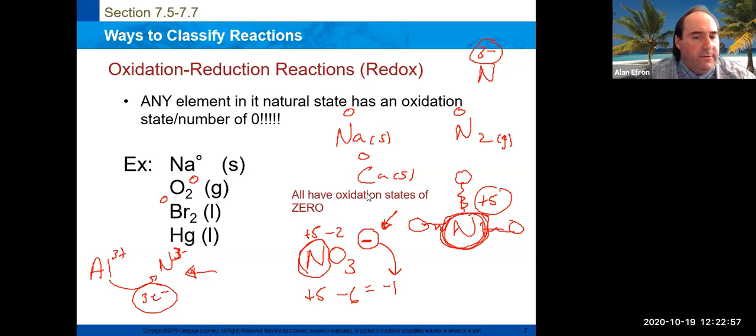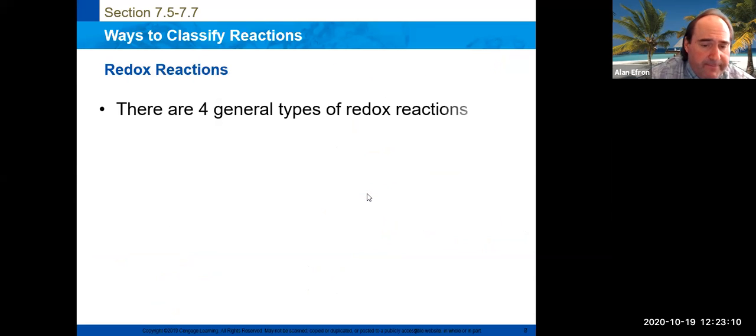So we could definitely use oxidation numbers to help us figure out what's going on in terms of, is something more being oxidized or being reduced? And again, that number line is a really good way to do that.